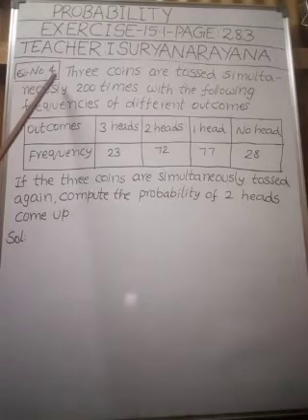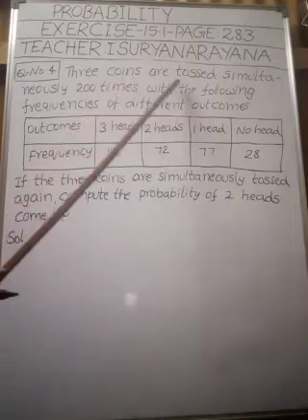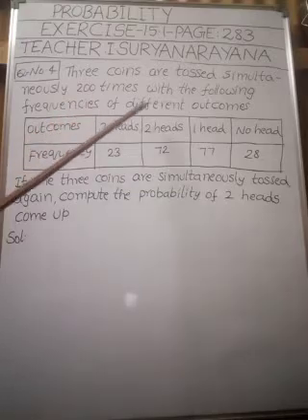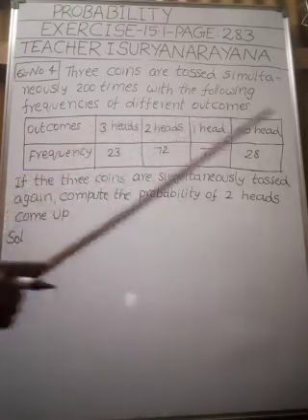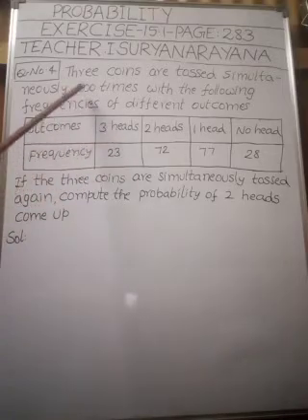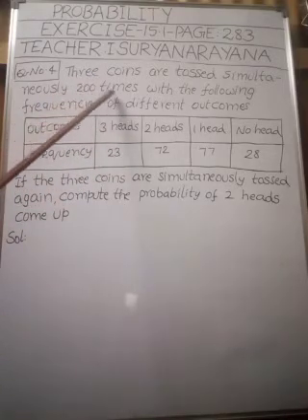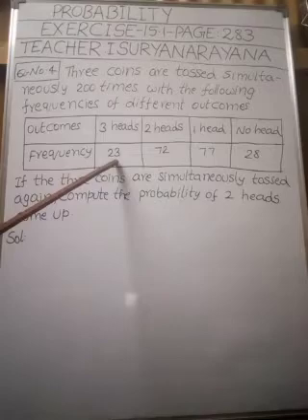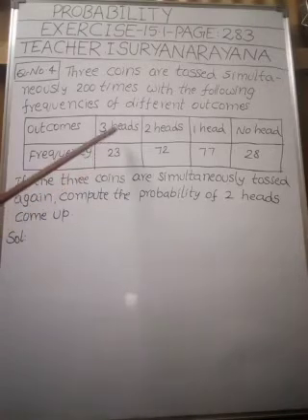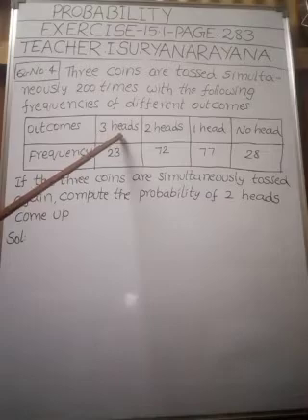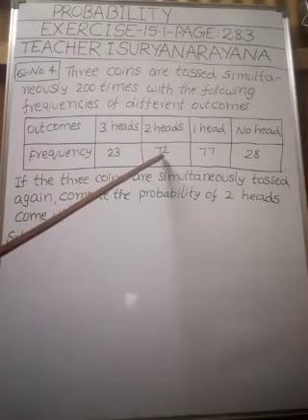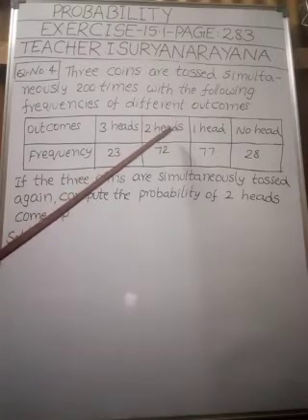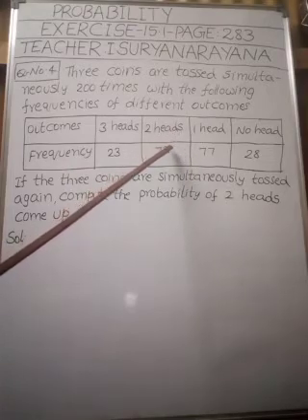Now come to the question number 4. Fourth question. Three coins are tossed simultaneously 200 times with the following frequencies of different outcomes. Observe this table, my dear children. Here 200 times. Three coins are tossed 200 times. Okay, my children. Out of these 200 times, 23 times we got 3 heads up. Okay, my children, understood this point. 72 times 2 heads up. On the third coin, we got a tail up. Understood this point, my children.